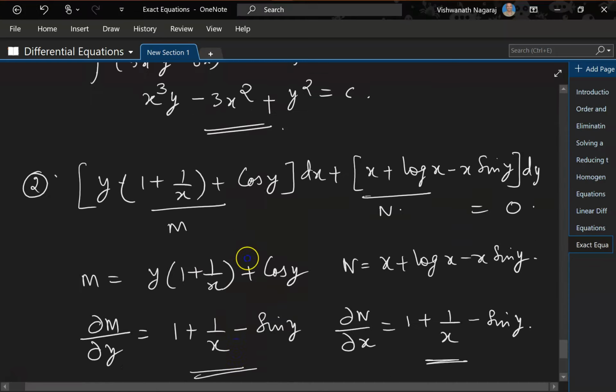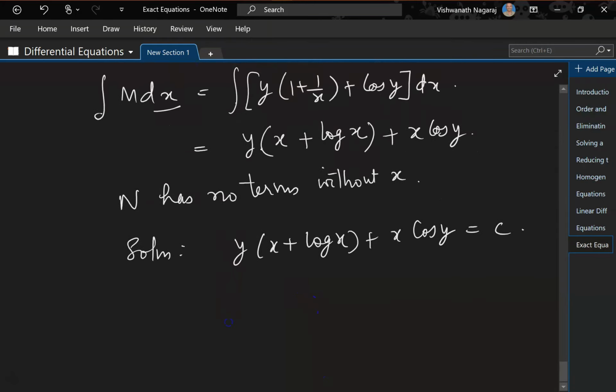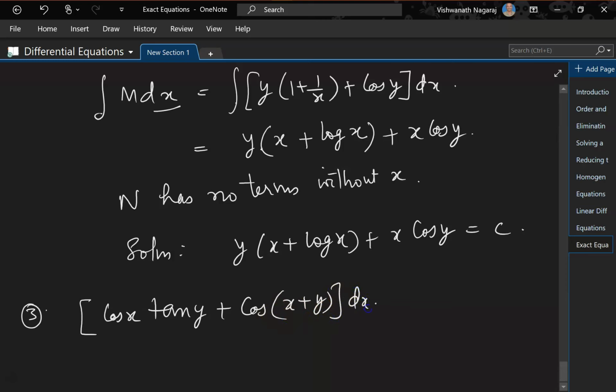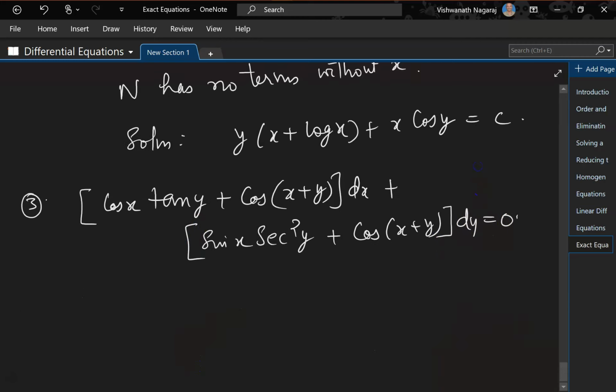This was which one? 2. Let's look at the third one. cos x tan y plus cos(x plus y) dx plus (sin x sec² y plus cos(x plus y)) dy equal to 0. So here M is equal to cos x tan y plus cos(x plus y).